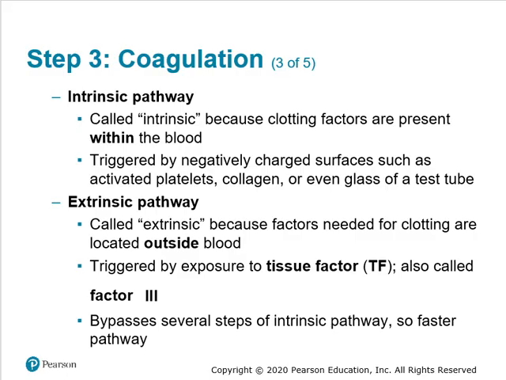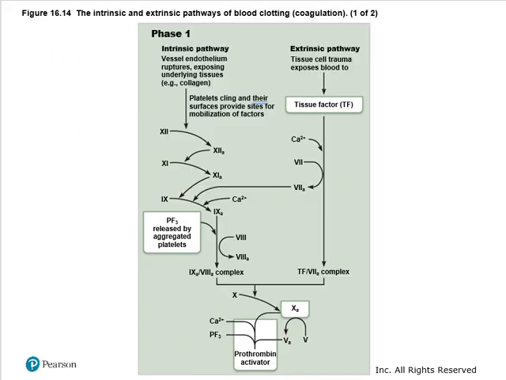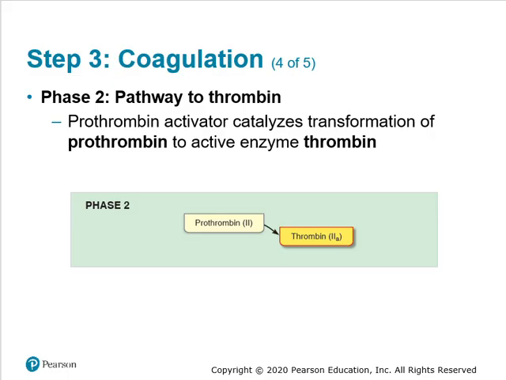But regardless if we're using the intrinsic or extrinsic pathway, at the very end, so look at the bottom of this image, things like PF3 and calcium are all going to coagulate together and give us factor X. And factor X will help us form prothrombin activator. And why do we need prothrombin activator? Well, that's because phase 2 of coagulation is using prothrombin activator to transform prothrombin into thrombin.